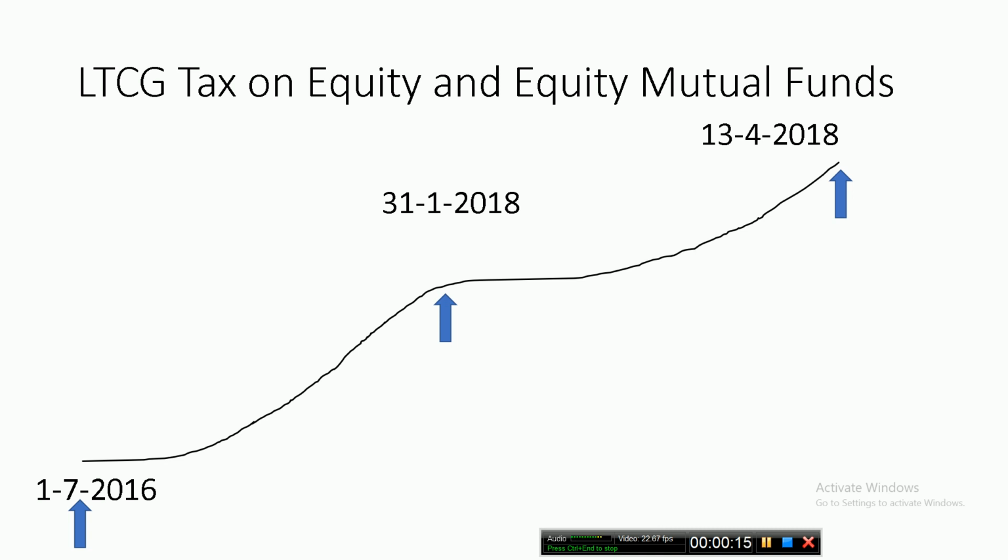Let's say I purchase some units of an equity mutual fund, or some stocks, on July 1st, 2016, and I want to sell it, let's say, on April 13th, 2018. The first thing to consider is that the units or the stocks are more than a year old, so more than 365 days old. So LTCG taxation rules will apply to the current sale.